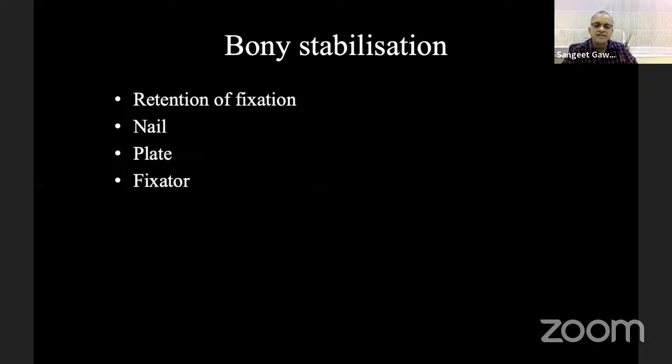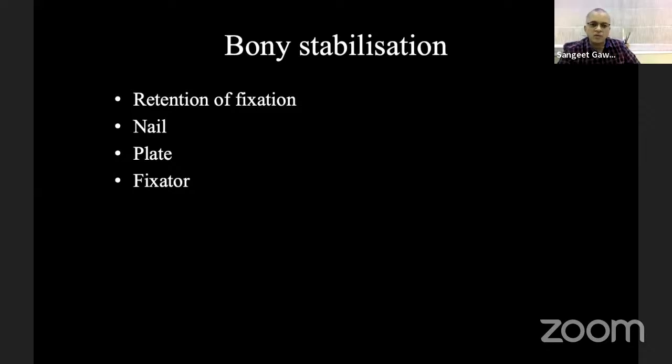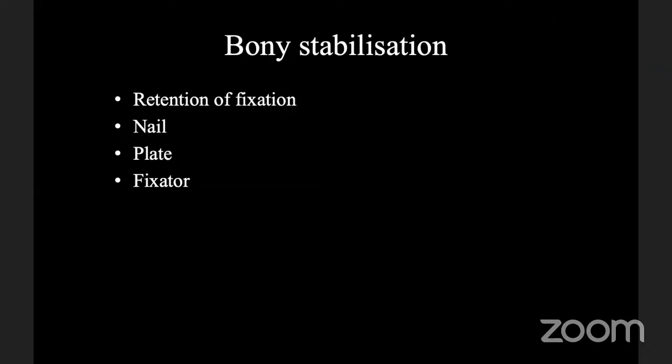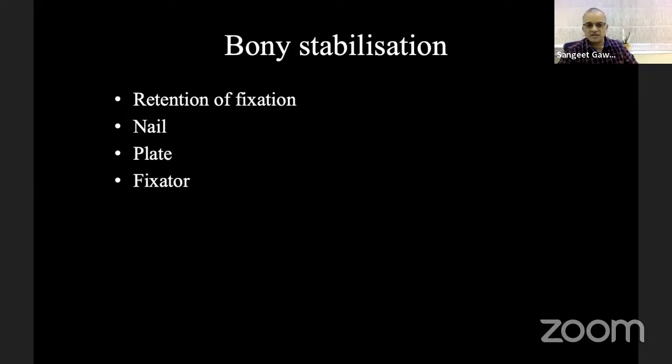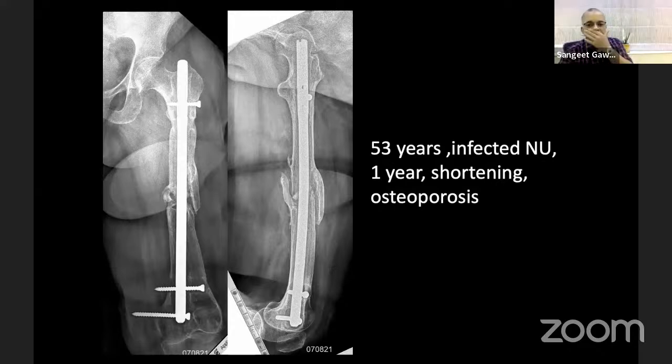The bony stabilization can be either retention of the fixation, provided it is stable, or either nail or plate, or a combination of both, or you can use a fixator, of various types, which the subsequent speakers are going to speak about. This is another situation, a 53 years old infected non-union.